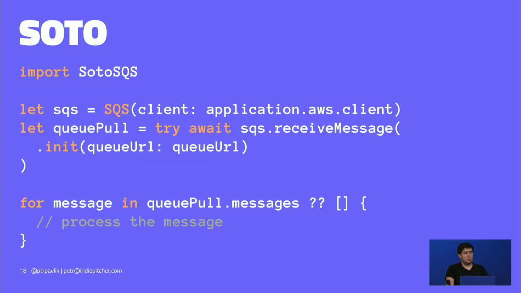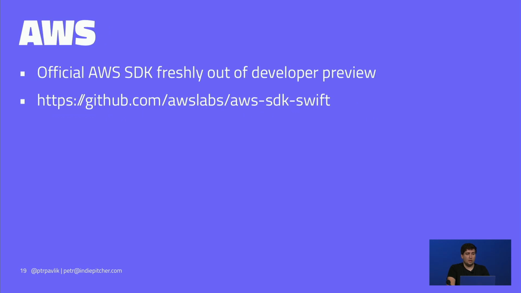This is an example of how to use that SQS queue I was talking about. You can imagine this is inside of that queue's async scheduled job that runs every second, for instance. And you just use it to poll for messages that are in the queue. Also, Soto is a community project, but there's now an official Swift ServerSide.swift SDK coming straight from Amazon that I believe was marked as stable since last week. I haven't really tried it out personally, but it is there.